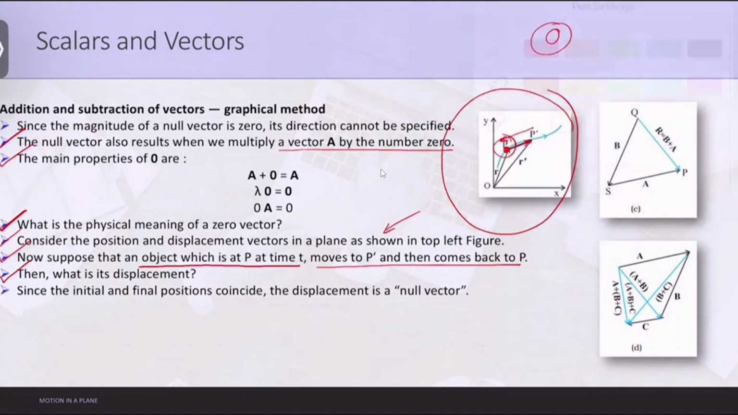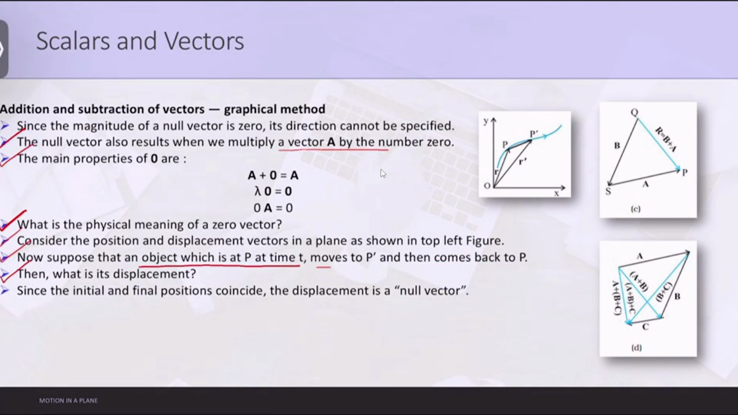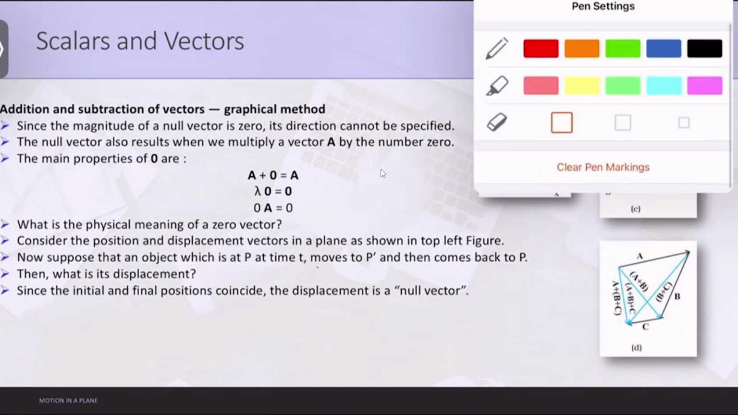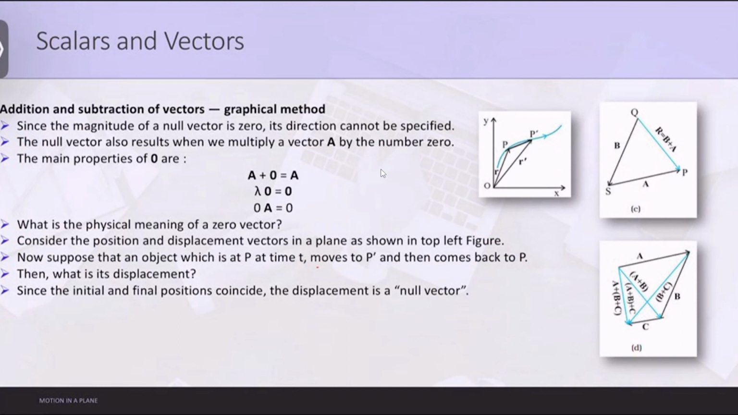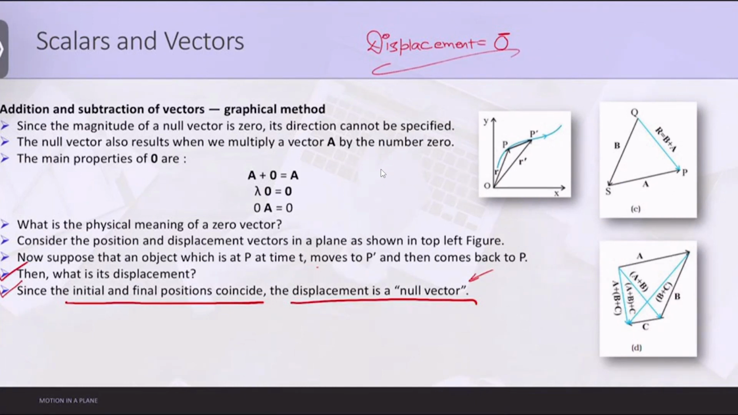Displacement is a vector, but how to quantify it? What is the displacement here? Since the initial and the final positions coincide, the displacement is a null vector. Okay, so here displacement is a null vector. So we can directly write that displacement is equal to 0 bar. Okay, so that is how we can understand the application of the displacement vector.